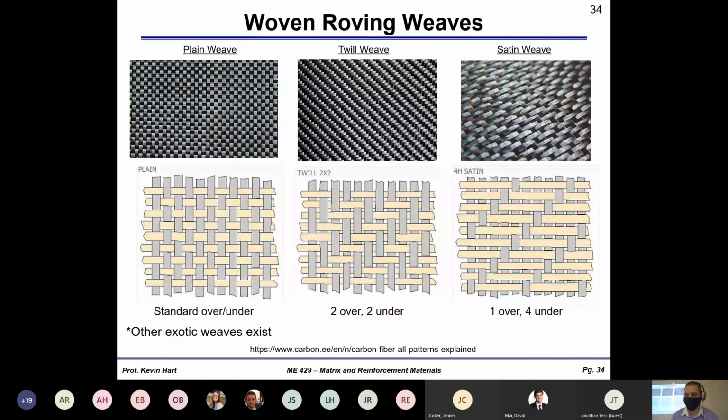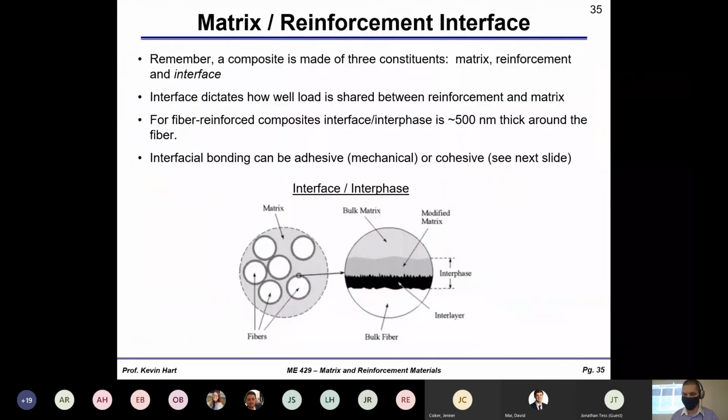Hopefully that makes a little bit of sense and gives you an idea of the differences between the various weaves. Now, I just want to touch in the last 5 minutes of lecture on the third thing that makes up a composite, and that is the interface. Remember, our composites are not composites unless we have all three.